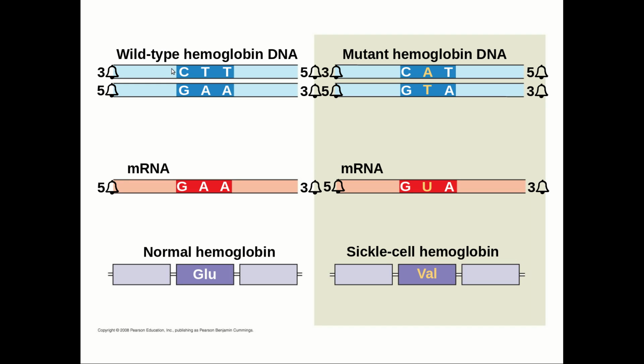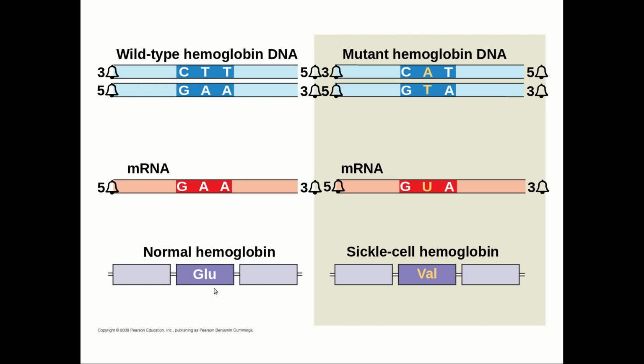So here we go, and that's what this diagram is pointing out. We have CTT, and on the other strand GAA, and our mRNA is here, and this should be, I guess, glutamic acid as the amino acid. Well, we get a one-letter change, A to T here, and that now codes for a valine. So therefore, you get sickle cell anemia. You had one nucleotide change, which altered this particular codon, which therefore caused the protein sequence to be different.